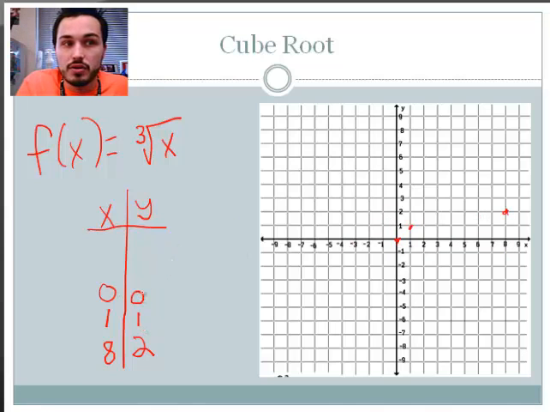But we can go to the negatives as well. And if you see the pattern here on the y's, I was going 0, 1, 2. So if I go backwards, the next number would be -1. And -1 times -1 times -1 is still -1. So graph that point, and then you might have guessed it, -8 is the next cube number, and the cube root of -8 is -2. So graph that one, and sketch through those points.